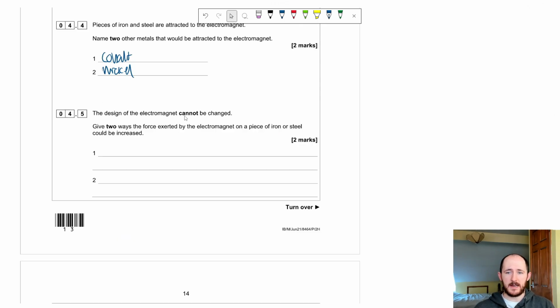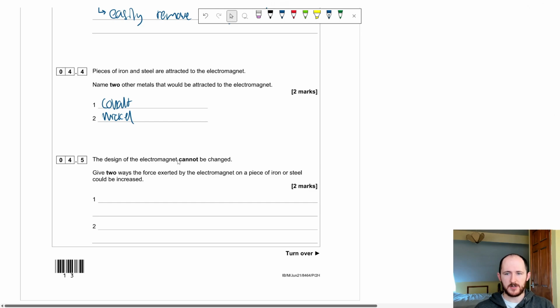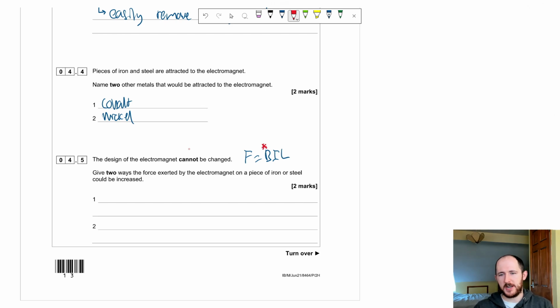Given that the design of the electromagnet, so the actual shape of it, cannot be changed, give 2 ways in which the force exerted by the electromagnet could be increased. So if you remember, you have a few equations, like, for example, BIL as an example. Now, since they're saying that the actual design cannot be changed, that means B can't really be changed either, nor can the length, so we could increase the current in the electromagnet.